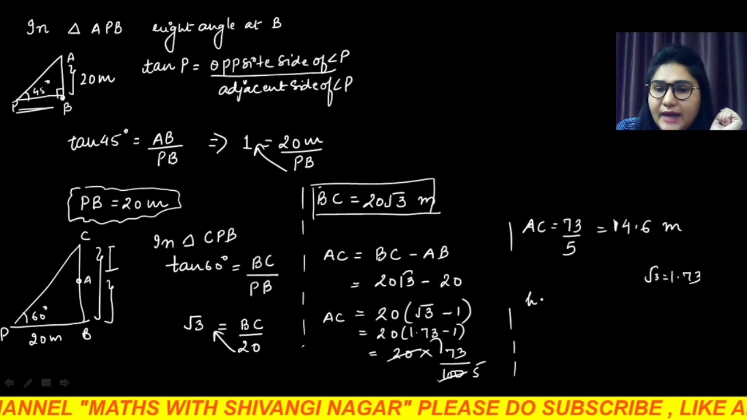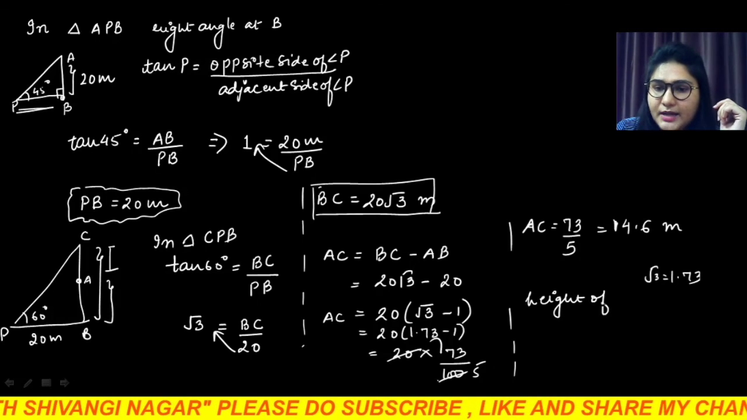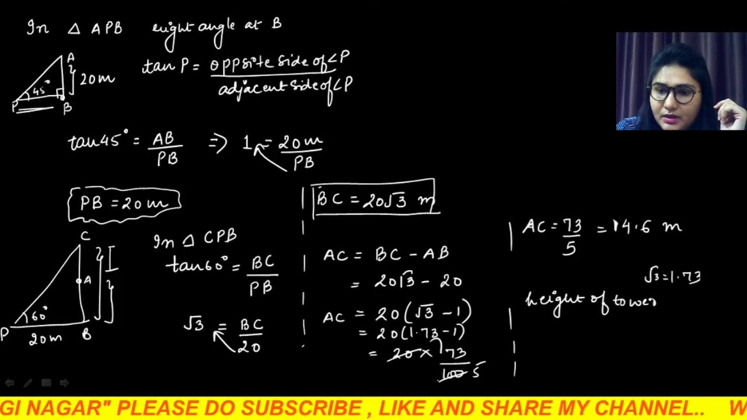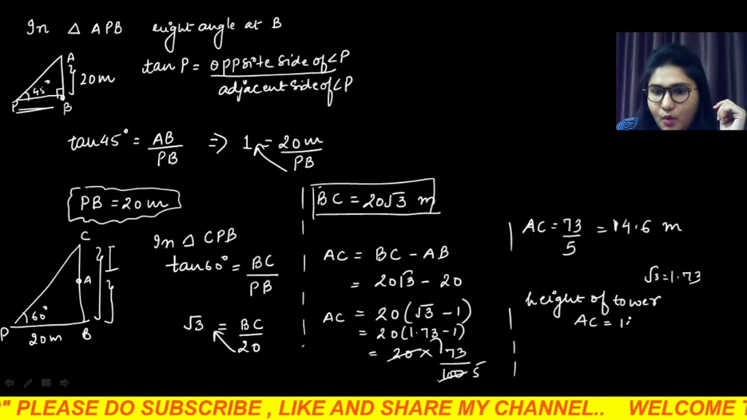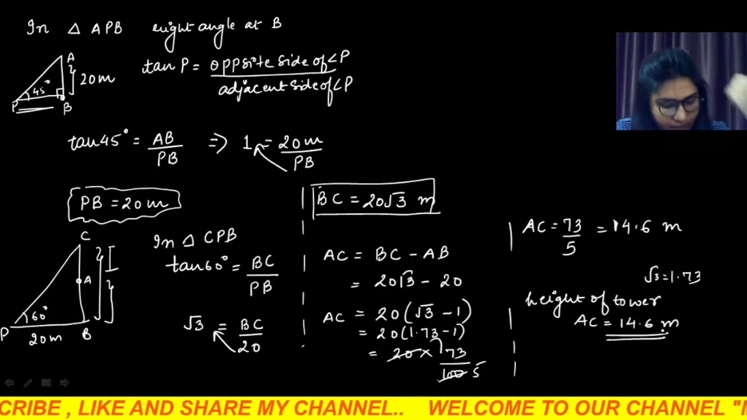So what is your height? AC is the height of the tower. So height of the tower AC is 14.6 meter. So this is what all about in this video.